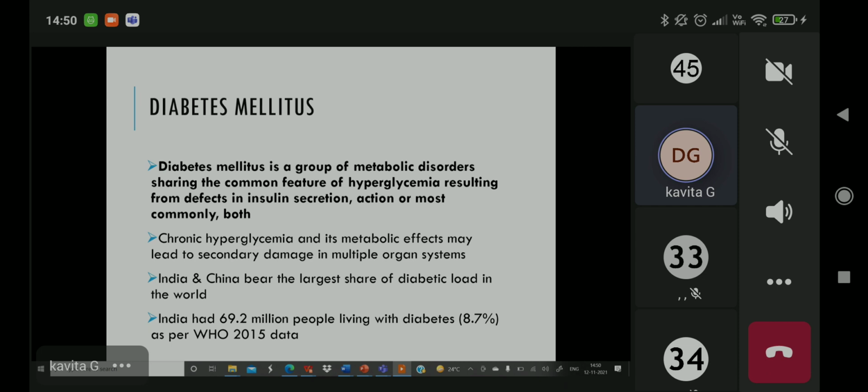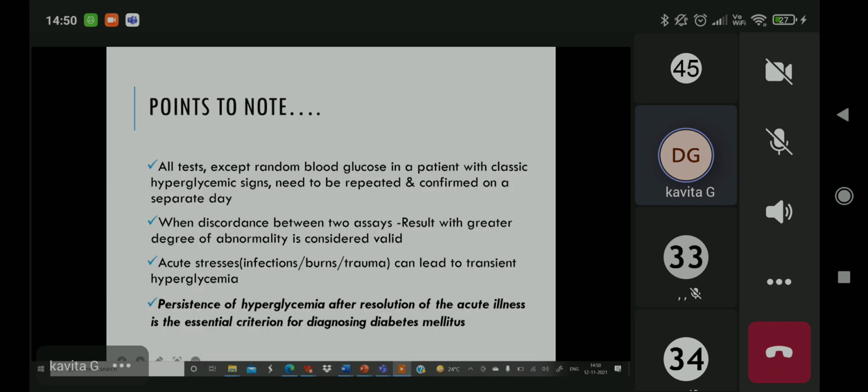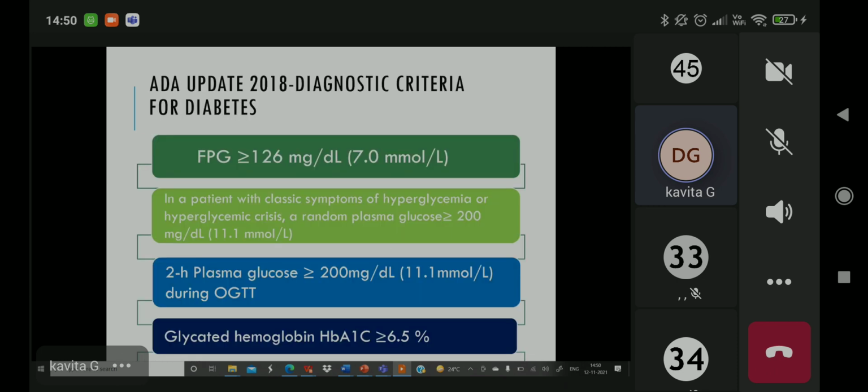Now, chronic hyperglycemia and its metabolic effects affect multiple organ systems. So in short, diabetes is actually a multi-systemic disease. There are lots of people with diabetes in this Asian continent. And now, if we look at the diagnostic criteria for diabetes, in 2018 the ADA, American Diabetes Association, came up with the diagnostic criteria. And still, these are the criteria that are being followed.